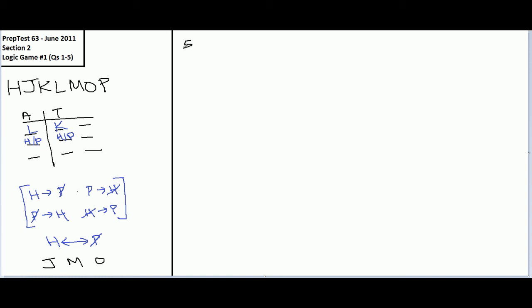Okay, and now we get to the difficult question on this game. Question 5. Which of the following, if substituted for the condition that H cannot be appointed to the same court as P, would have the same effect on the appointment of the 7 candidates? So what it's asking you is that if we basically have one rule in this game, and that is that H and P cannot be on the same court together. Now they're taking this rule away from us.